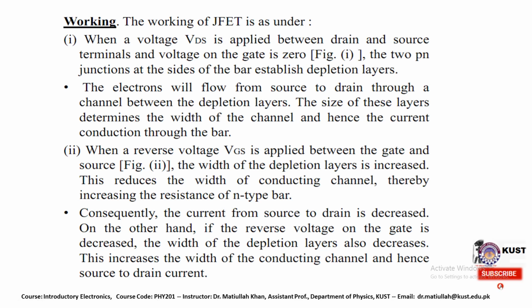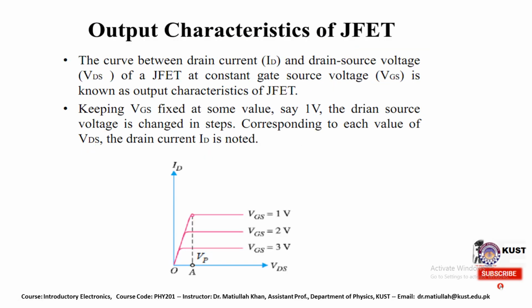And in some other extreme case, if the reverse voltage is applied, the width of the depletion layers also decreases, and that increases the width of the conducting channel, and hence the source to drain current increases due to that. So we have the output characteristic for the junction field effect transistor.